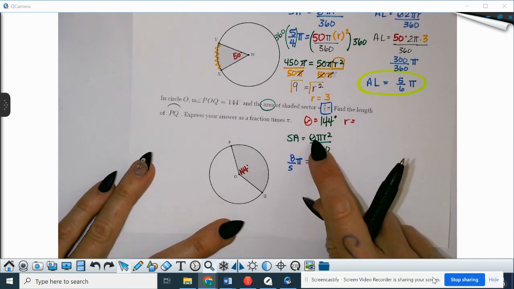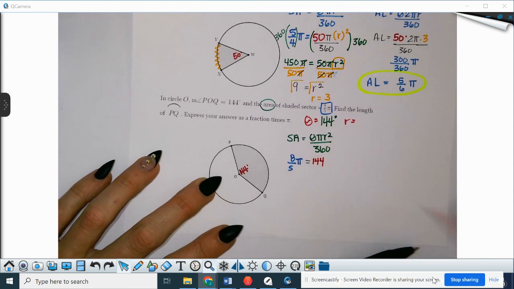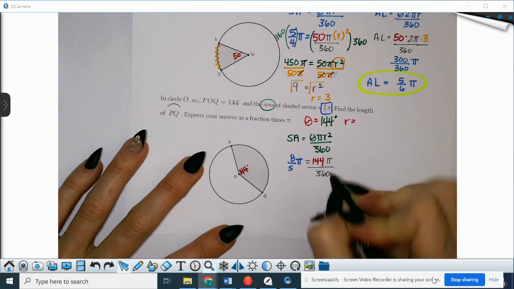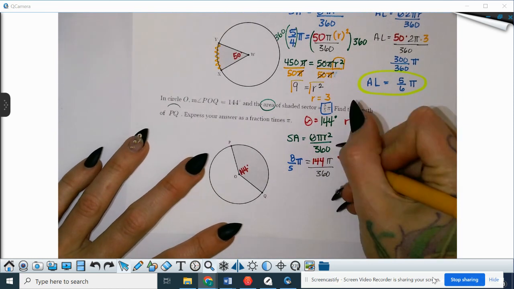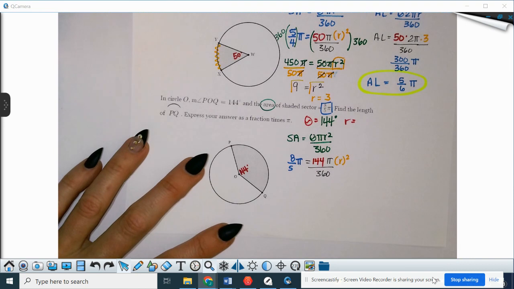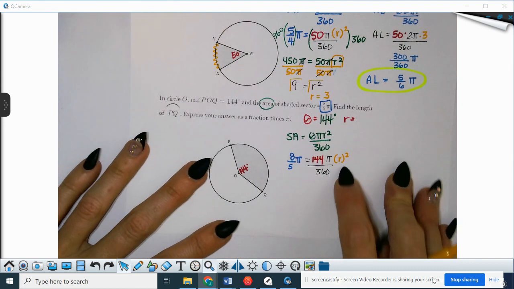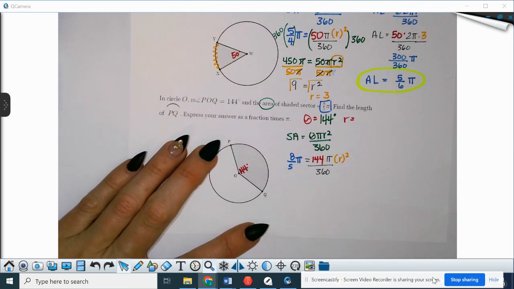Equals, we do have our theta of 144. Pi is a given, and our 360. And then r squared is what we're missing. So we're solving for our radius. We're missing our radius, and then we'll get to the next portion of the question. But right now you have to have theta and you have to have radius. At this point, all we have is theta, but we have the output.